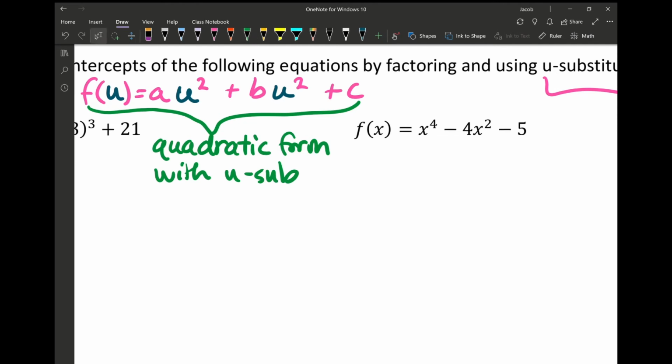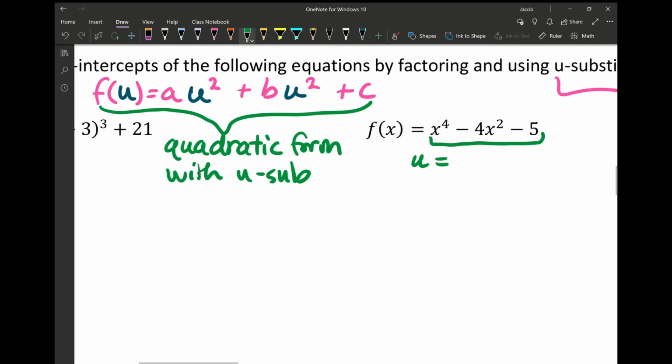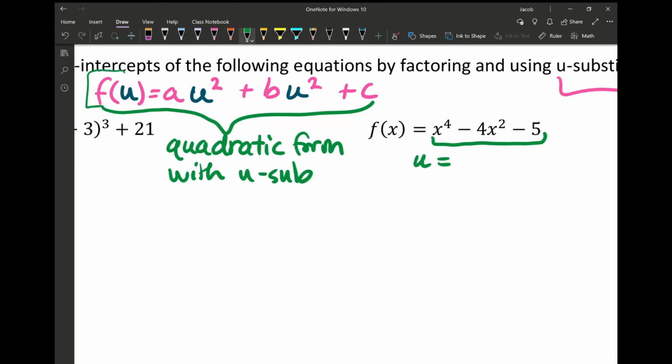How can we make this function look like it is built as a quadratic? In other words, what would you make u? How would you compose a function inside of this pink function with all the u's in it, so that it looks like x to the fourth minus 4x squared minus 5? So u in this case would be x squared.